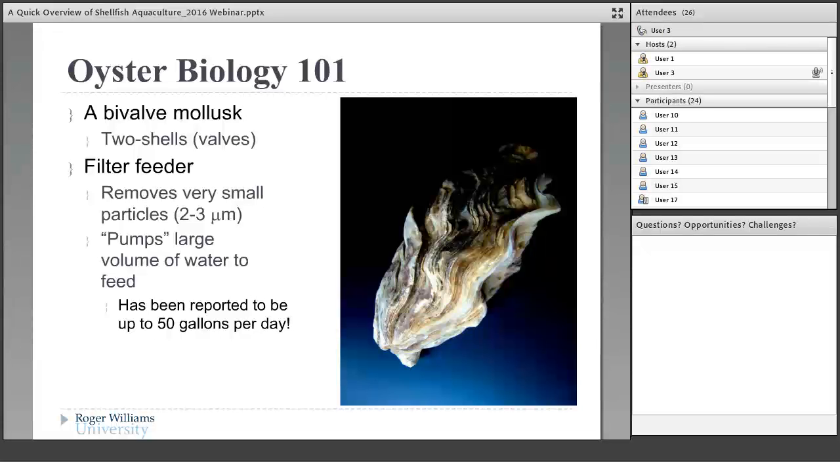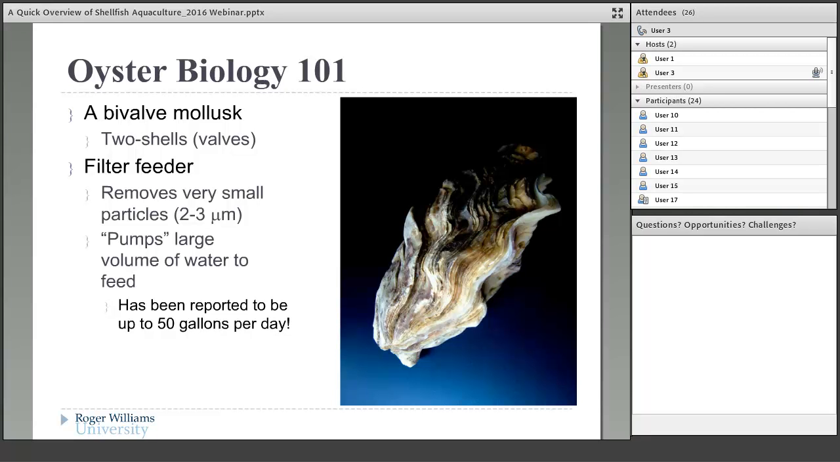So let's start a little with talking a little bit about shellfish and oysters specifically. These organisms all belong to the class of bivalvia. They're bivalve mollusks, which means that they have two shells or two valves. They're all filter feeders. They survive off consuming very small suspended particles in the water column, most of which are small single cell plant cells that are either swimming or drifting in the water. We're talking 2 to 3 microns, which is about 2 to 3 1,000ths of a millimeter in size.